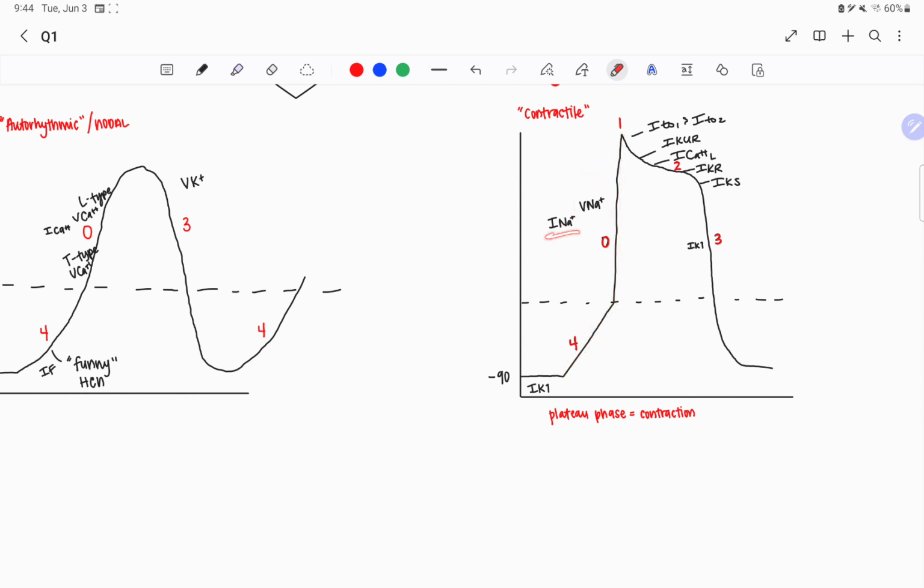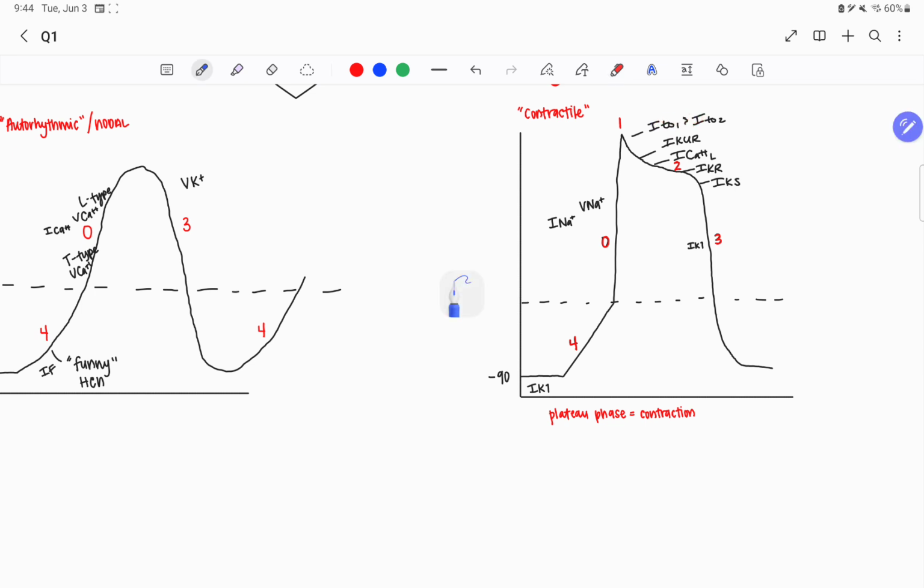So anything in the heart, though, we're dealing with currents in the heart, so a lot of these are going to be I something. I just means current. Okay. So the INa, they're just referencing that voltage-gated sodium channels are opening. They're just called INa channels in the heart, though. So those open up. We reach our maximum, our peak here at 1. And at 1, we have ITO1 and ITO2 channels that open up.